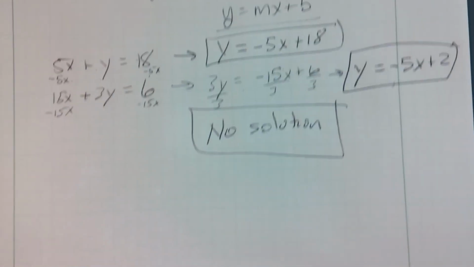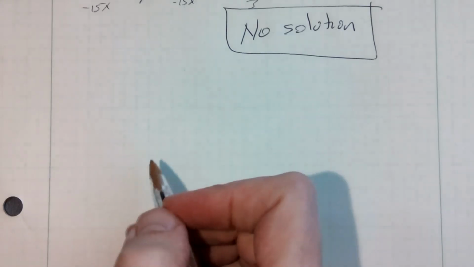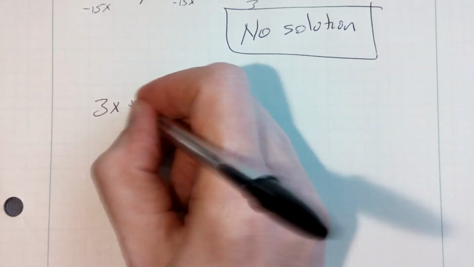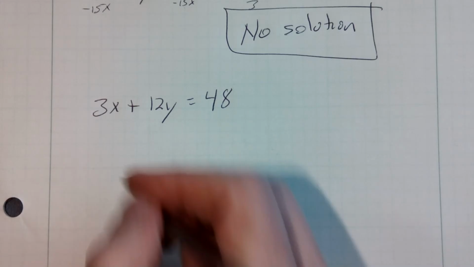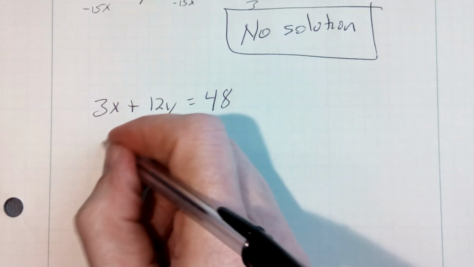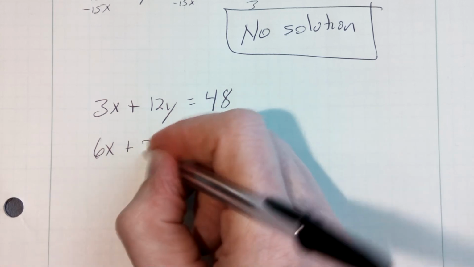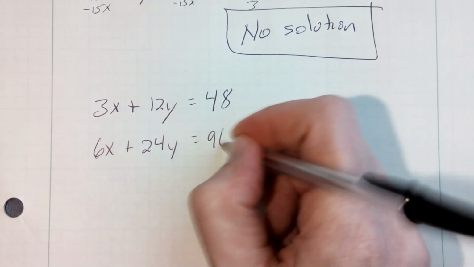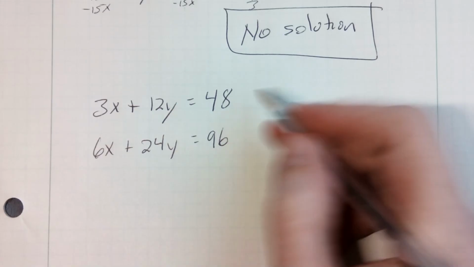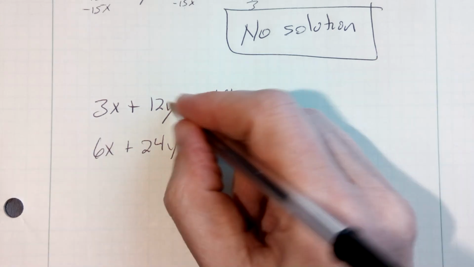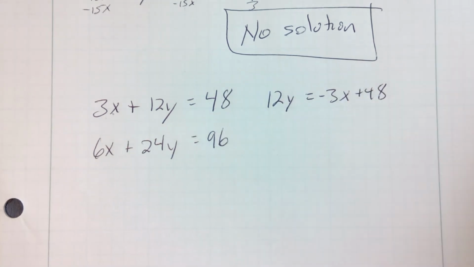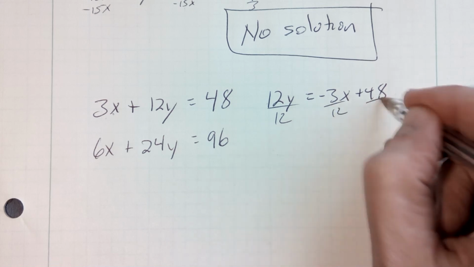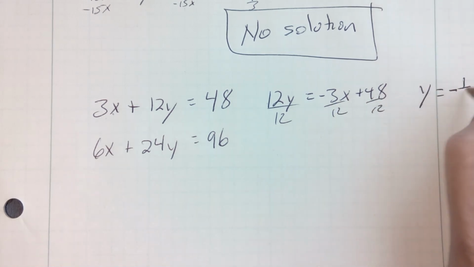The last scenario is if they would have infinitely many solutions, and that's going to be something very simple. They'll give you something like 3x plus 12y equals 48, and then they might give you something like 6x plus 24y equals 96. And they kind of look different. But if you go to solve them, first thing I'm going to do is subtract the 3x over. That leaves me 12y equals negative 3x plus 48. Now I'm going to divide everything by 12. And I get y equals negative 1/4 x plus 4.